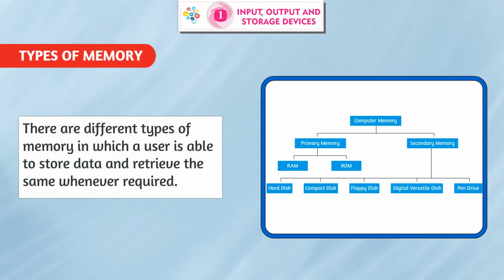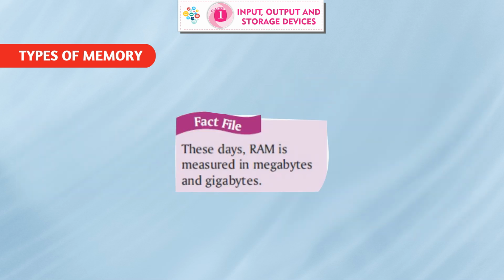Types of memory. There are different types of memory in which a user is able to store data and retrieve the same whenever required. Fact file. These days, RAM is measured in megabytes and gigabytes.